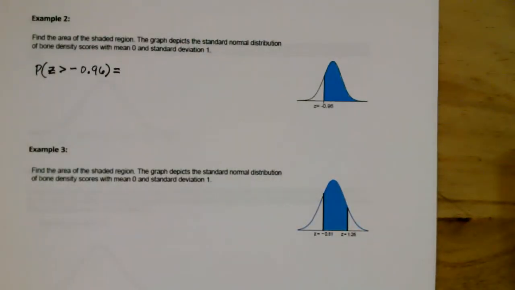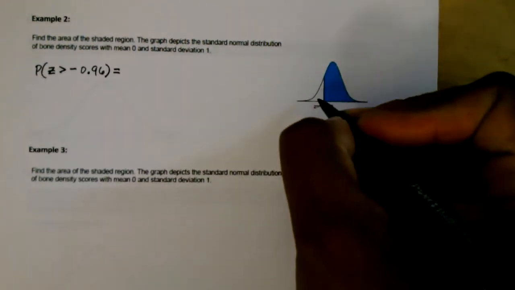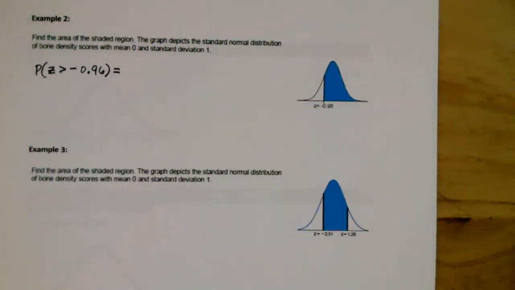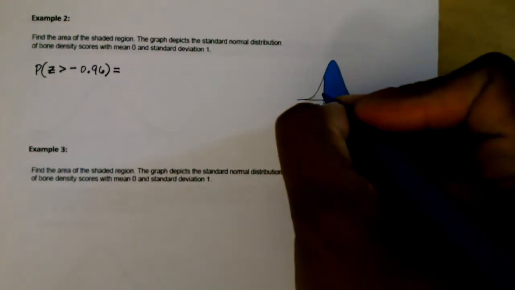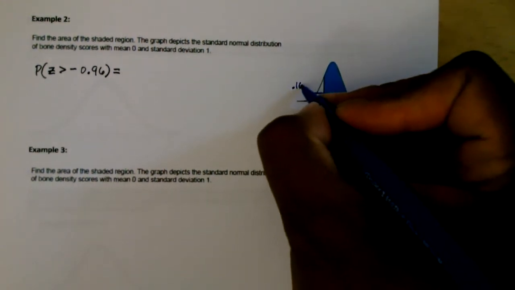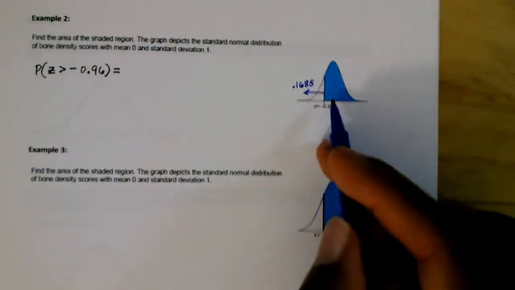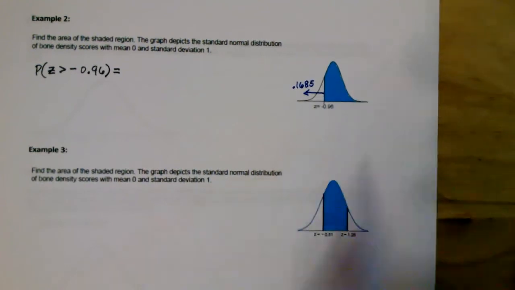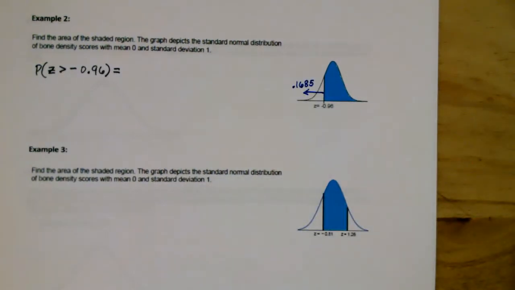However, that 0.1685 represents the cumulative area on the left side. That's going to be this area on the left. That's 0.1685. We don't want that. We want this shaded blue area on the right. So to do that, we have to do 1 minus the cumulative area from the left.